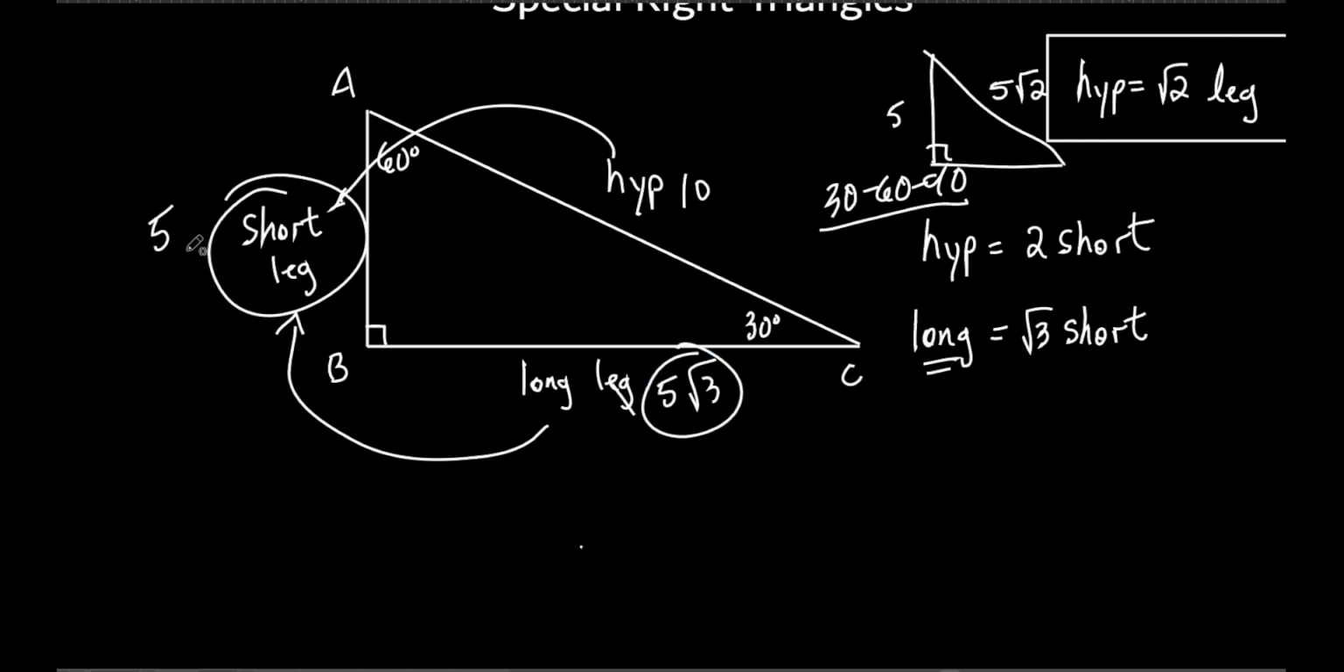Okay, so if they give you the short side, the other 2 are really easy. Would you agree with that? Yeah, I'm not just saying that because I'm the teacher. You do agree, right? If they give you the short side? Yeah, they give you the short, you double it to find the hypotenuse, you multiply it by square root of 3 to get the long leg. All right? And that's not that hard. You just go 5 times the square root of 3.